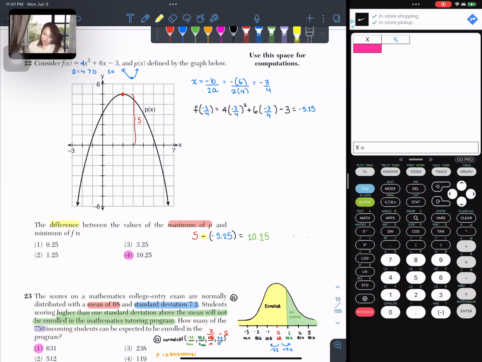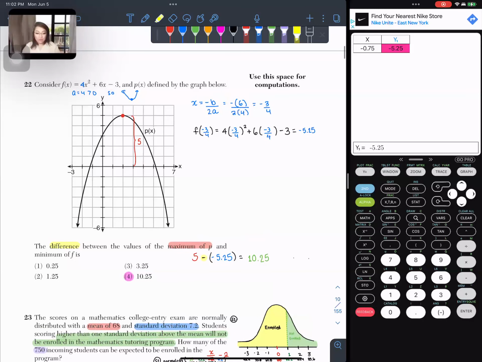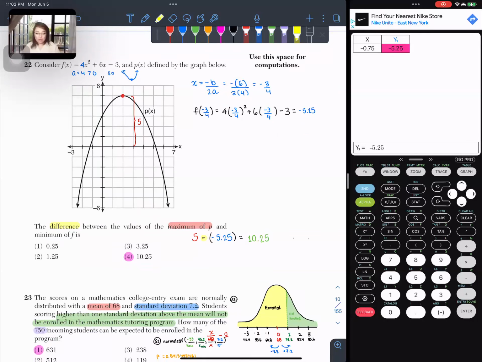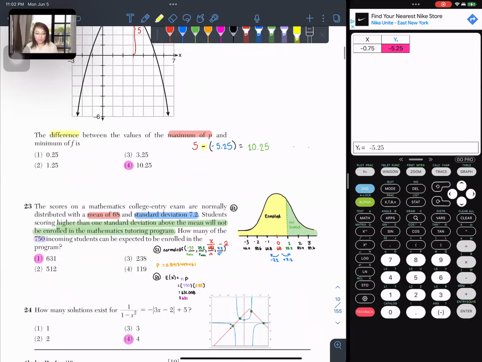I know that the formula is negative b over 2a, which is negative 6 divided by 2 times the value of a, which is 4. And look, it gives you negative 5.25. So you don't have to spend all that time calculating. This is not a short response, so you can just use your calculator to help you find those numbers. And then 5 minus negative 5.25 equals 10.25, which is choice 4.